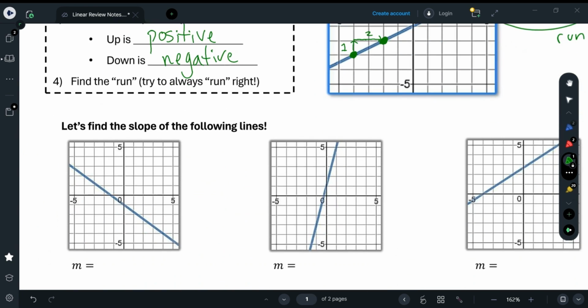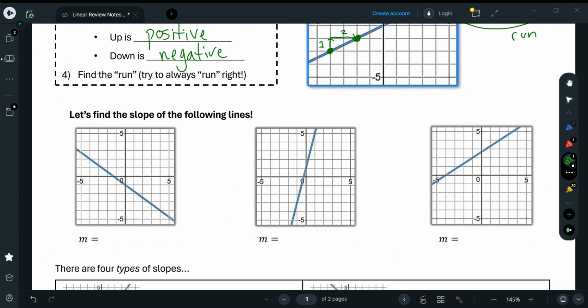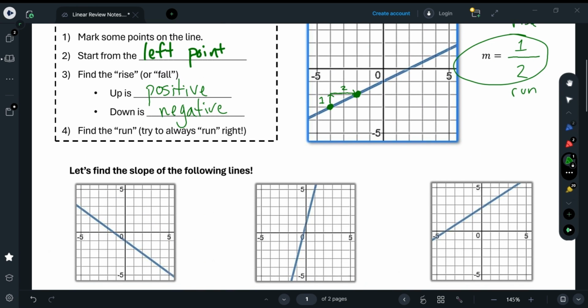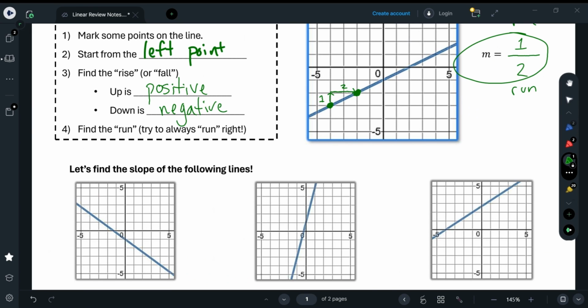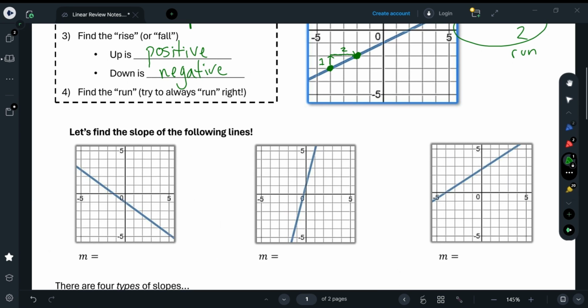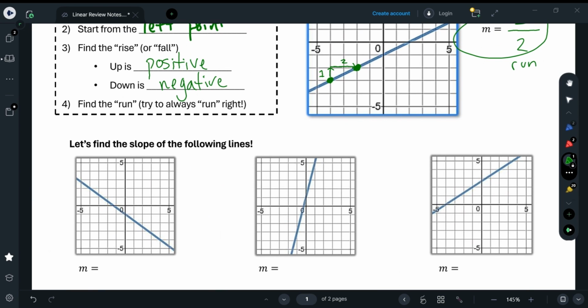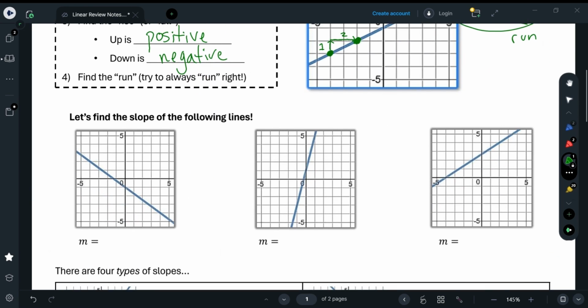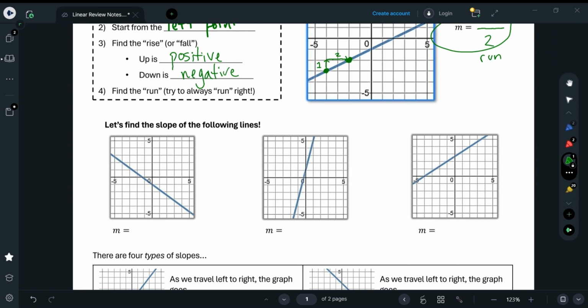Okay, so take a look here. These are some for you to try. There's 3 graphs here. I want you to pause the video and see if you can figure out what the slope is using this same method. Start by finding 2 points that are on the grid. Start from the left point, going to the right point, figure out how much you have to go up or down. If it's up, it's a positive number. If it's down, it's negative. Then how much you have to go to the right. And then you'll put that in a fraction form. Go ahead, give those a try, pause the video, then we'll come back and do it together.